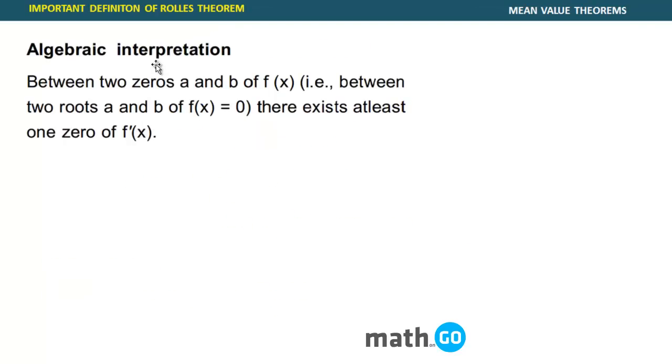Now let's take a very special case of Rolle's theorem, or in fact a very different interpretation of Rolle's theorem, which is very important as per your engineering entrance examinations. So it says between two zeros a and b of f of x, there exists at least one zero of f dash x. So if I have to simplify this, I can say that between two roots of f of x lies, at least is the important word, right? At least one root of its derivative. This is the application of Rolle's theorem.